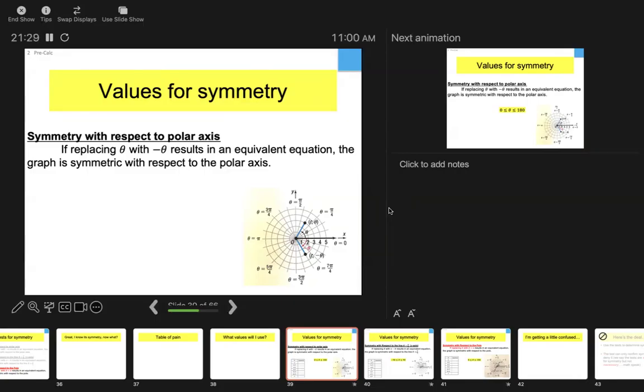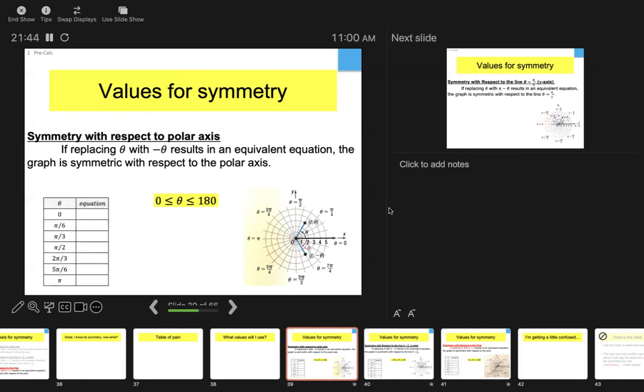So for polar axis symmetry, all you need is the values 0 to 180 for theta, not for R, but for theta. So once again, the table should go R, theta. I'm going to give it to you theta, R. So there's my table right here in black. Write that down. Notice I skipped 45 degrees.